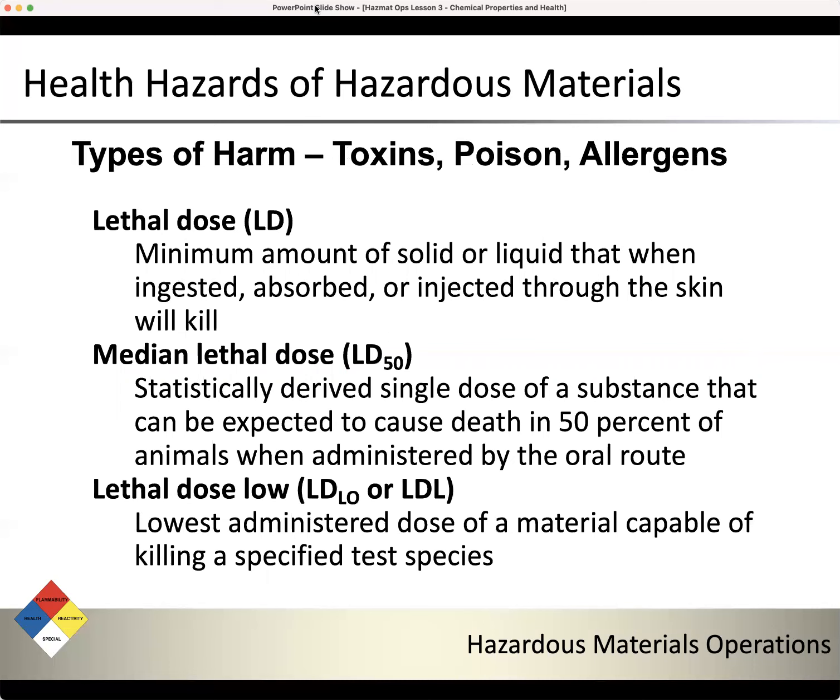When we start talking about toxins, poisons, and allergens, there are some terms to help us determine how toxic a material is. We'll start out with the lethal dose. This is the minimum amount of a solid or liquid that, when ingested, absorbed, or injected through the skin, will kill something. It's the minimum amount. The smaller that amount, usually measured in grams, the more toxic the material is.